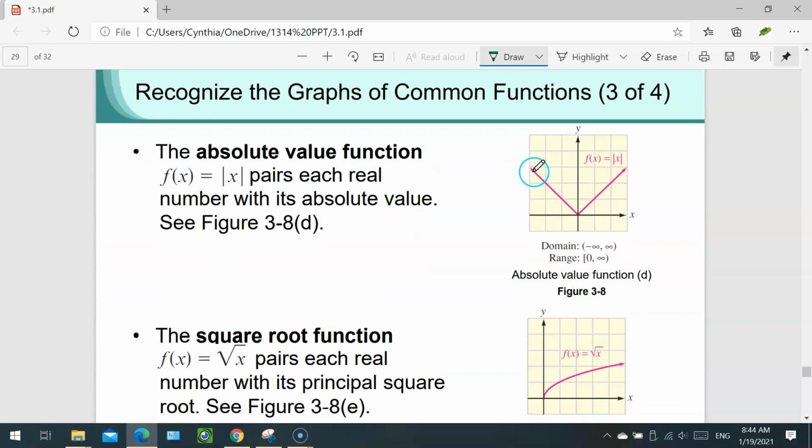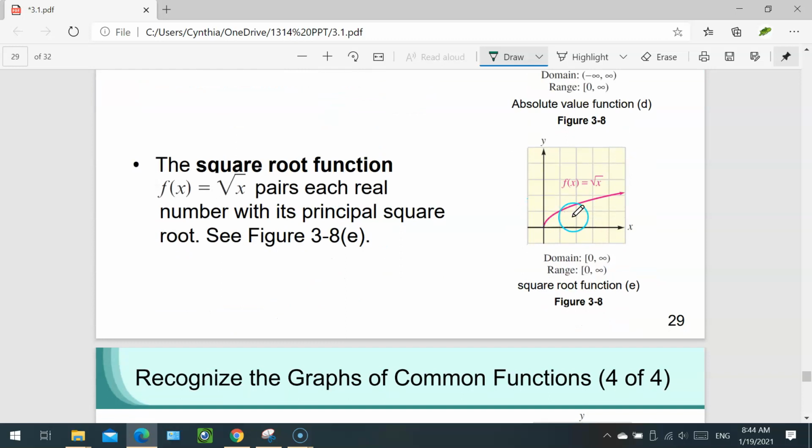Absolute value function is a V shape. The parent function of the absolute value function passes through 0, 0. So the domain will be negative infinity to positive infinity. And the range, the lowest point on the parent function of the absolute value function is 0. So the range is bracket 0 to infinity.